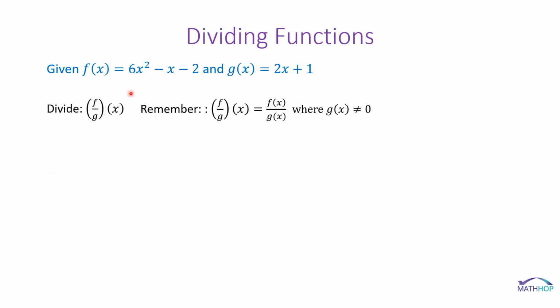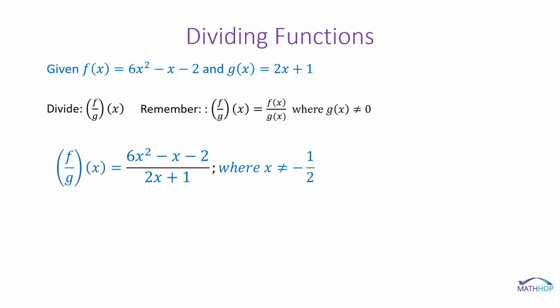So even though our domains on f of x and g of x were all real numbers, because it's a quadratic and a linear, g of x has a limitation where it can't be 0 because it's going to be in that denominator. So we cannot have x equal negative 1/2, because if we set 2x plus 1 to 0, we would get x equals negative 1/2. All right, let's see what it looks like. F divided by g of x is 6x squared minus x minus 2 divided by 2x plus 1, where x, like I said, cannot be equal to negative 1/2 because it would make the denominator 0.